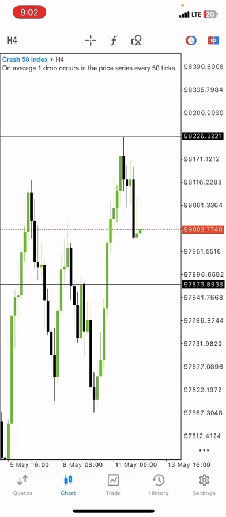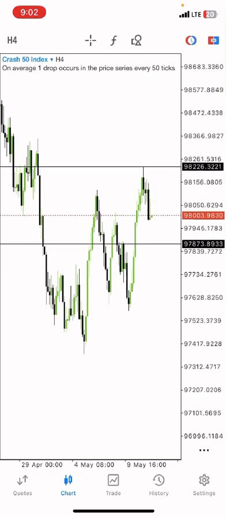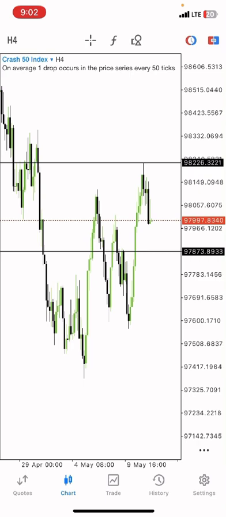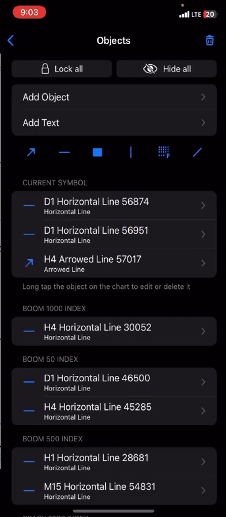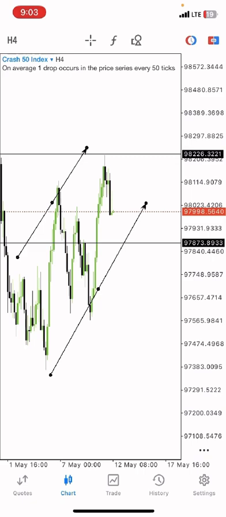Now on the 4 hours time frame, we want to understand the market structure. On the 4 hours time frame, the market structure is actually bullish. This current trend right now, this one here, is bullish. It's actually ascending, as you can see.